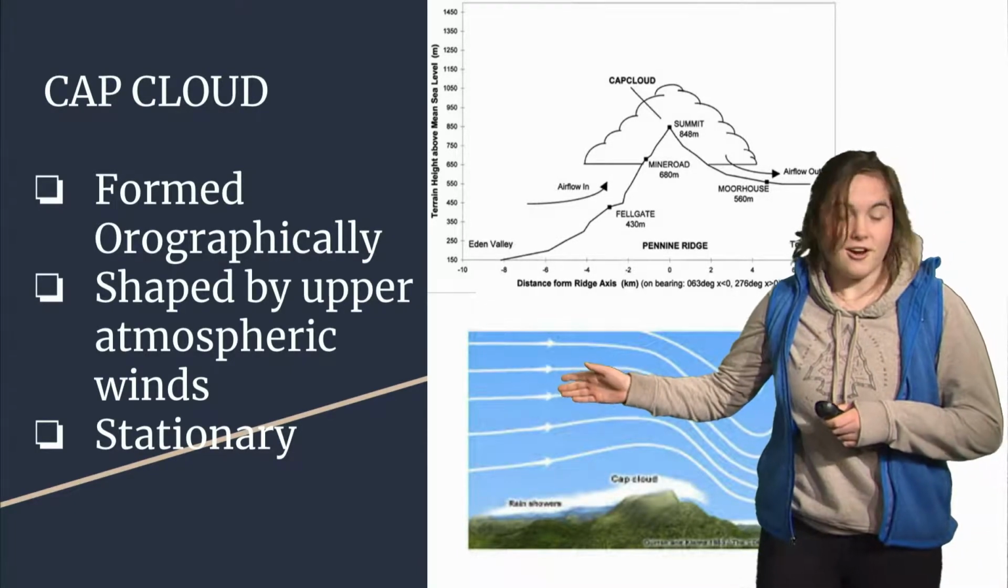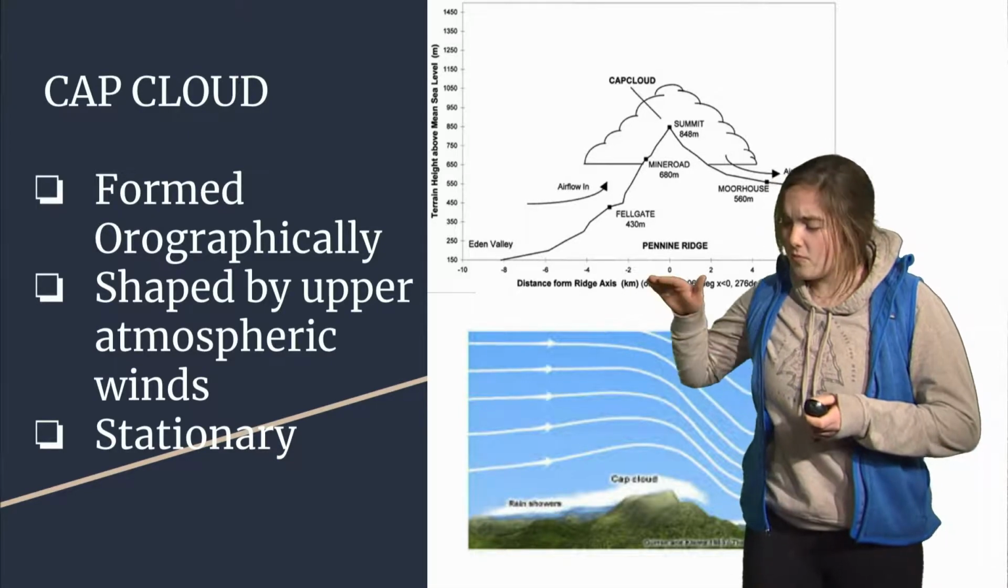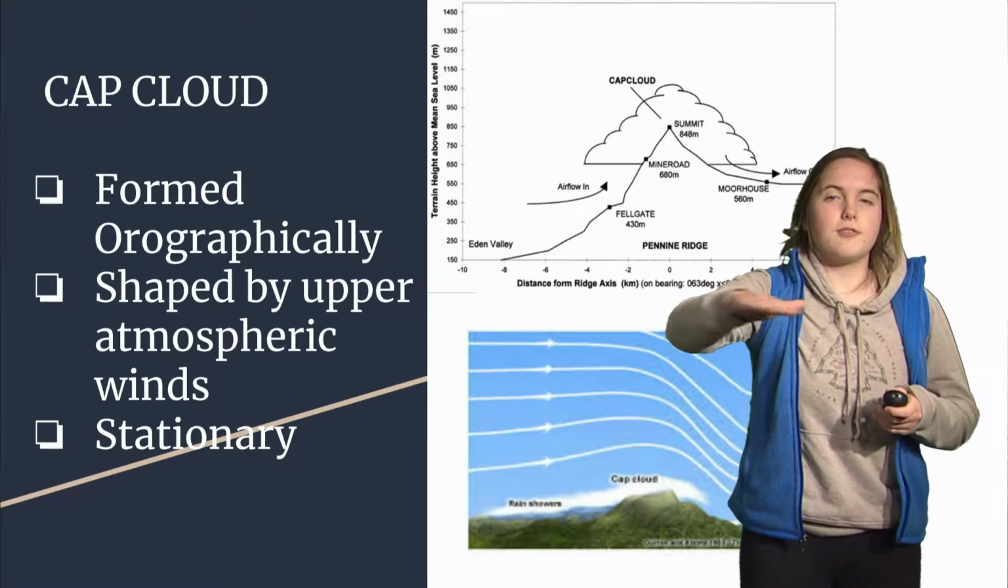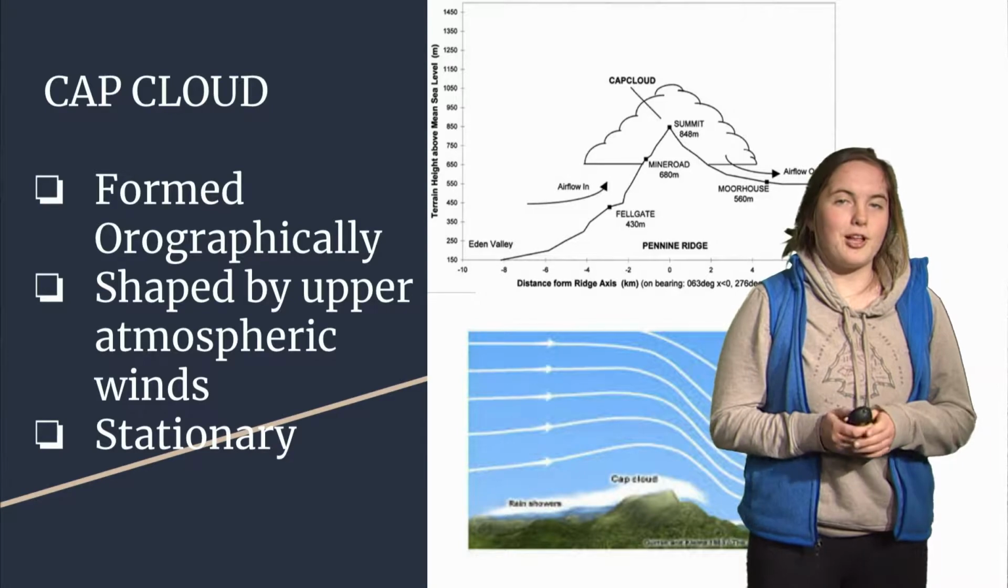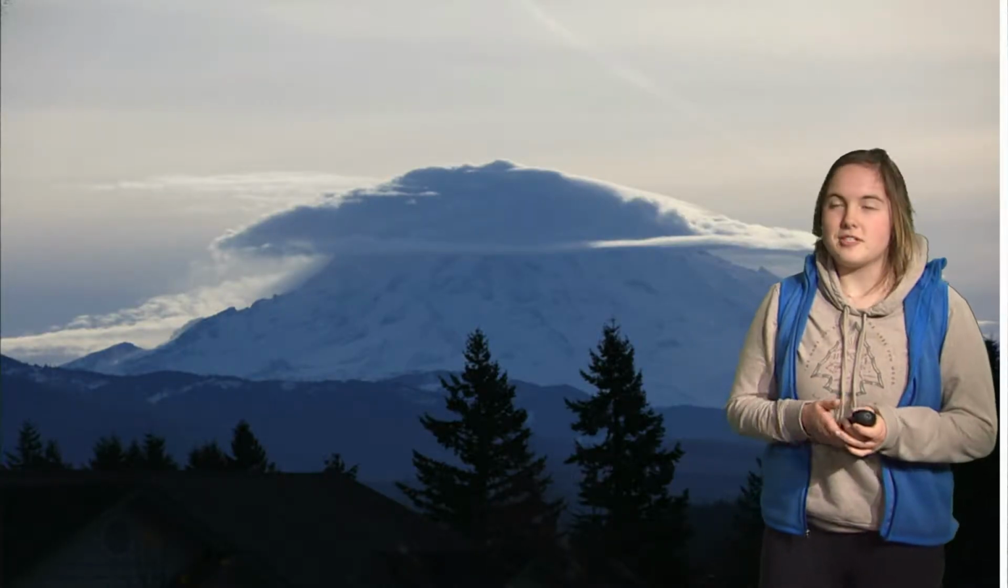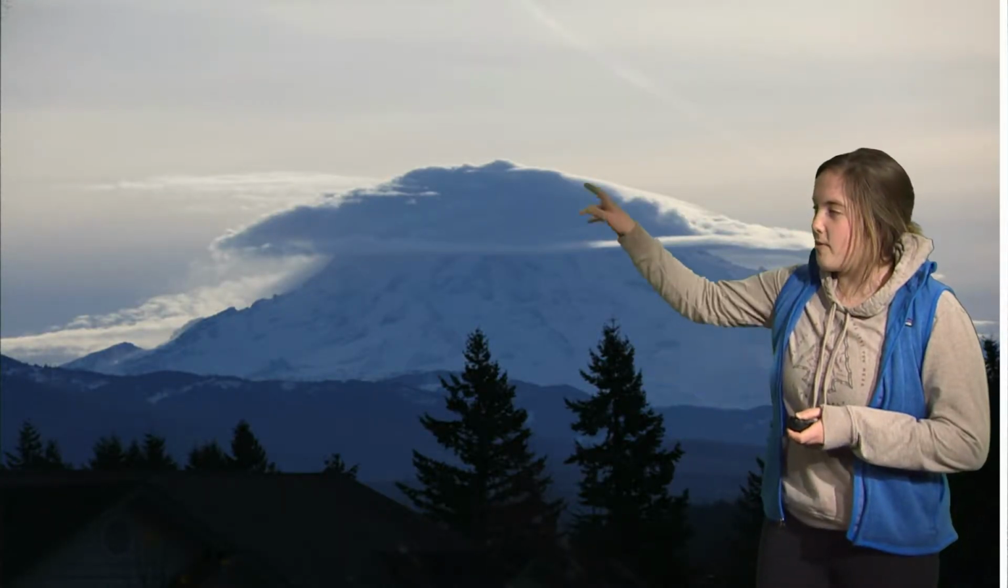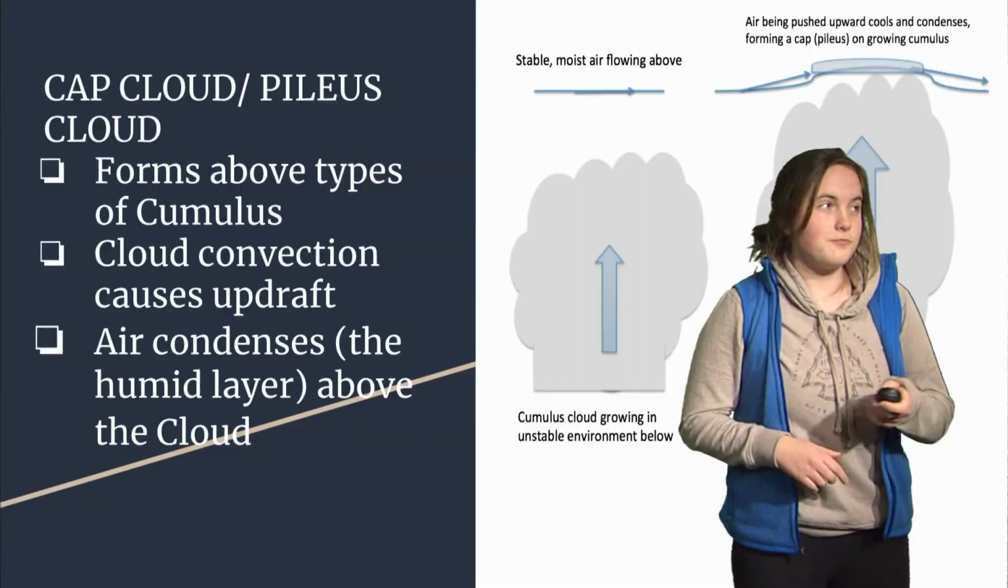So as you can see here, the winds blowing over it create a flat top on the cap cloud. So here's an example. This is Mount Rainier, and as you can see on the top of the mountain, there is a cap cloud.